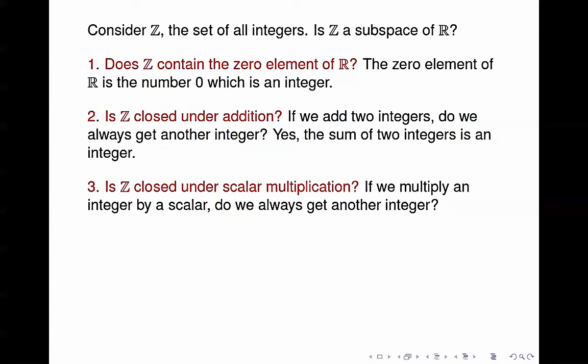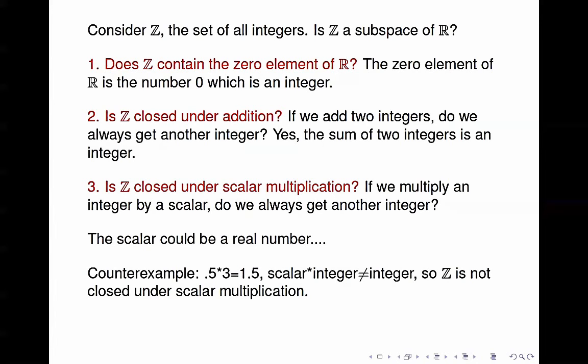Let's think about that. The trick here is that the scalar could be a real number. You don't have to multiply it by an integer, right? Scalar just means a real number. That real number might not be an integer. So if we multiply our integer by a non-integer, then we open up the chance that we could end up with a non-integer. So the answer is no, it's not closed under scalar multiplication.